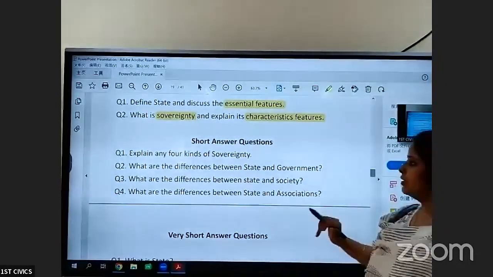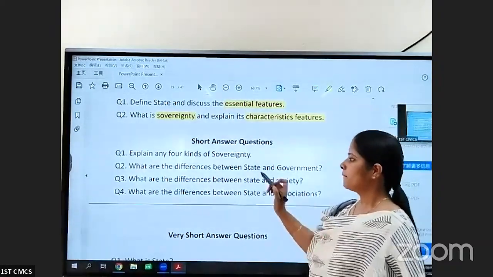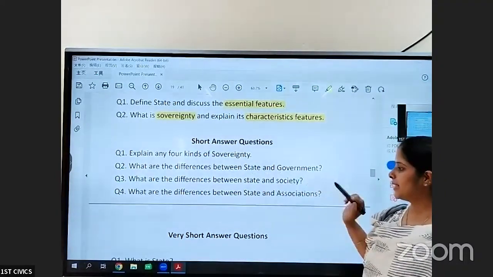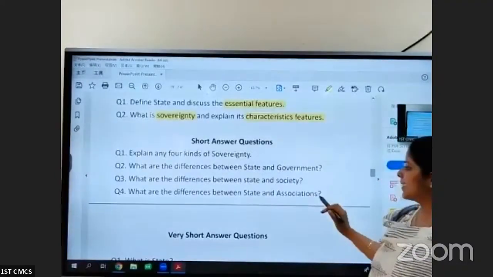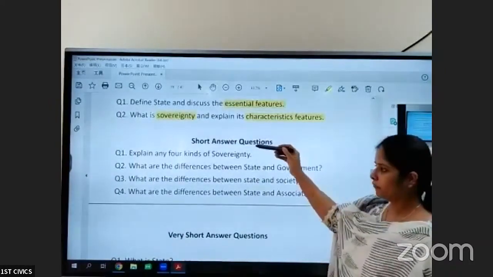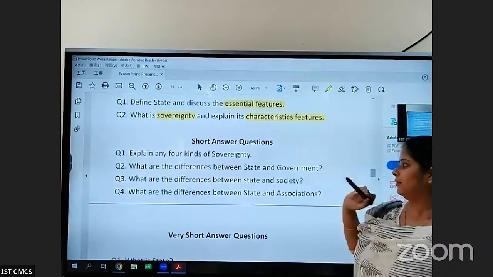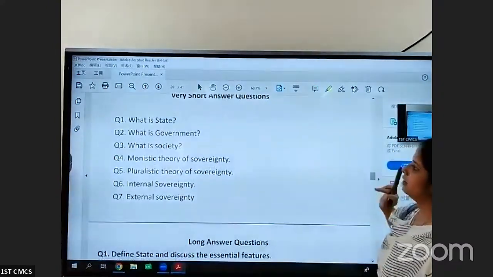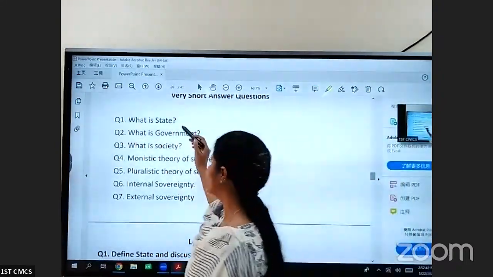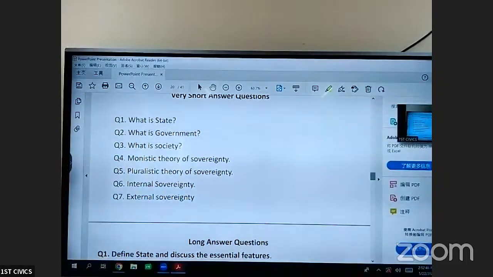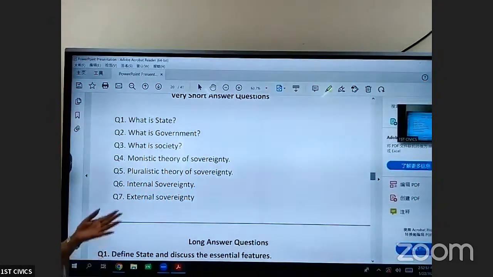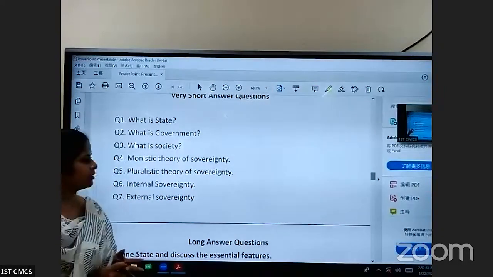Coming to short answers, you have 4 questions: kinds of sovereignty, difference between state and government, differences between state and society, and differences between state and association. Mostly the first three are most important. Any one can be expected. Coming to very short answers, you have what is state, what is government, what is society, monistic theory of sovereignty, pluralistic theory of sovereignty, internal sovereignty, and external sovereignty. We can expect one question from this.